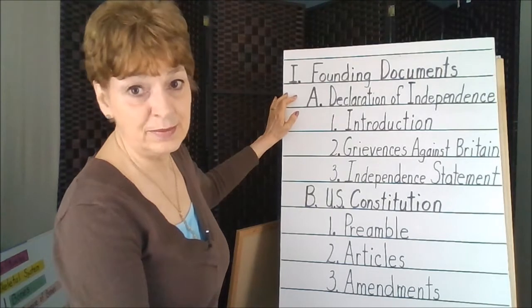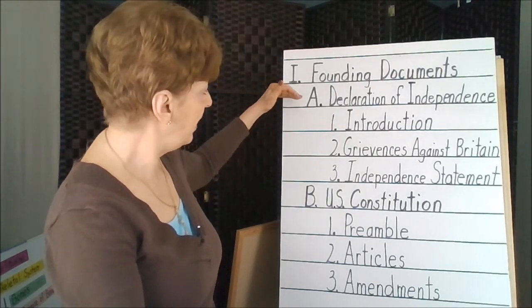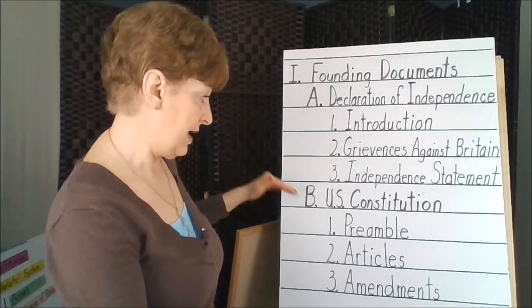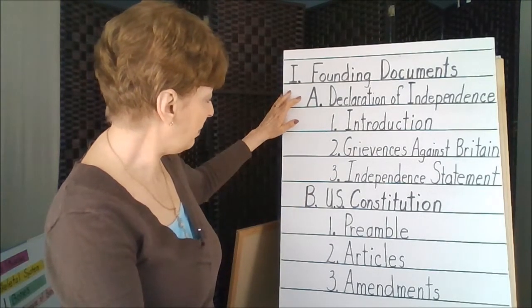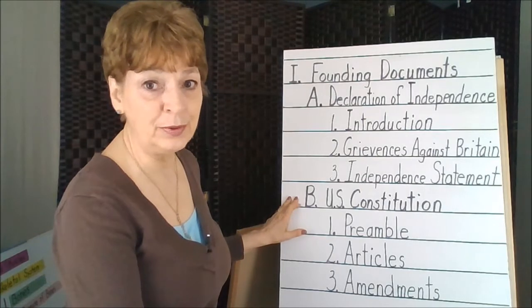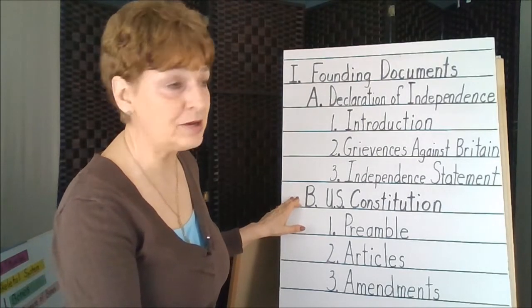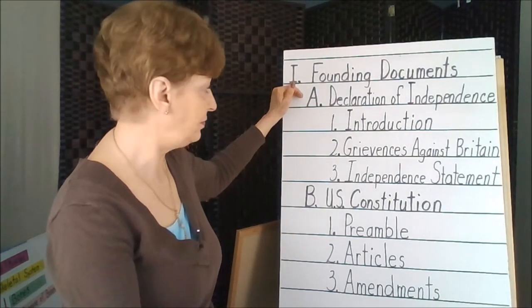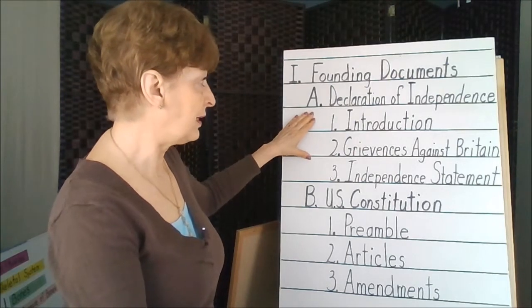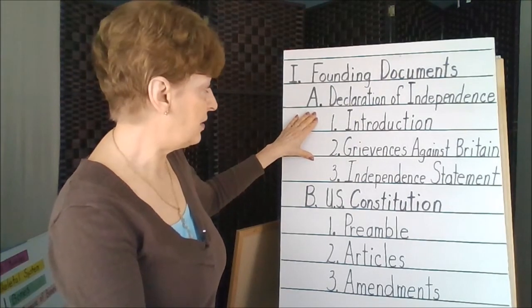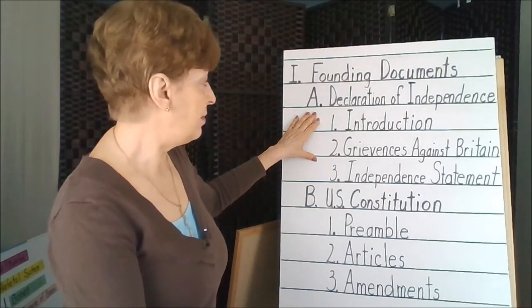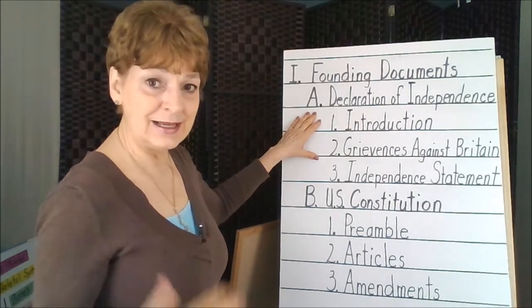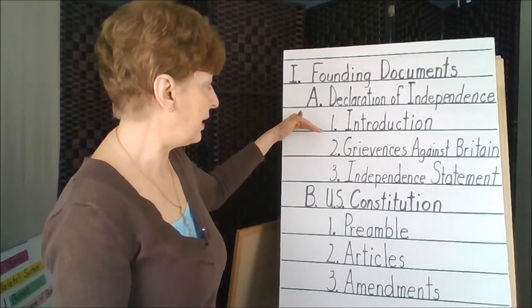Well, the founding documents of the United States include the Declaration of Independence and the U.S. Constitution. So the capital A and capital B would be of equal importance in the category of founding documents. But more specifically for the Declaration of Independence, if you look at this document, you would be able to understand that it is subdivided into an introduction.